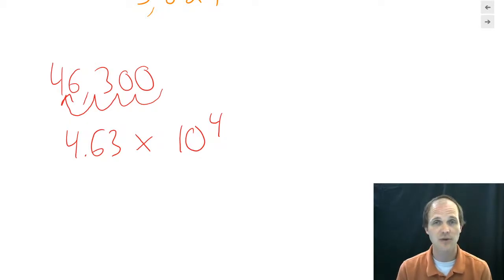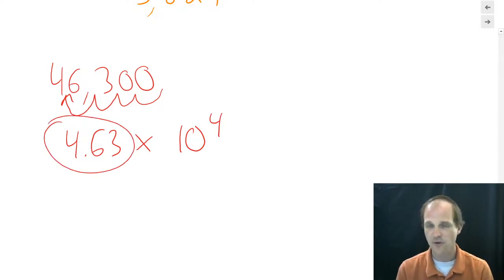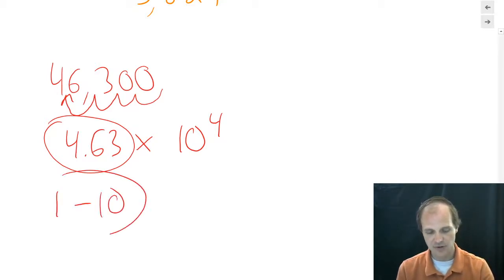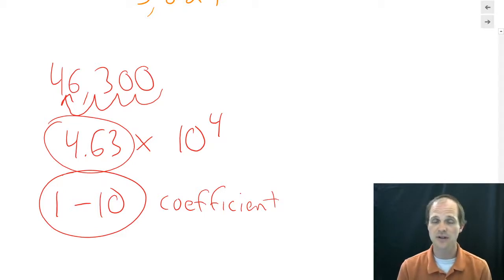I didn't change the number at all. I just changed how I wrote it. And that's what we do when we do scientific notation. We just change how we write our numbers. You might have the question, why do I take this number to 4.63? Why not 46.3 or 0.463? Because in general, the best range for your coefficient, or your mantissa, is between 1 and 10. So when we're converting things to what we call proper scientific notation, we're going to try to convert that coefficient to some number between 1 and 10.